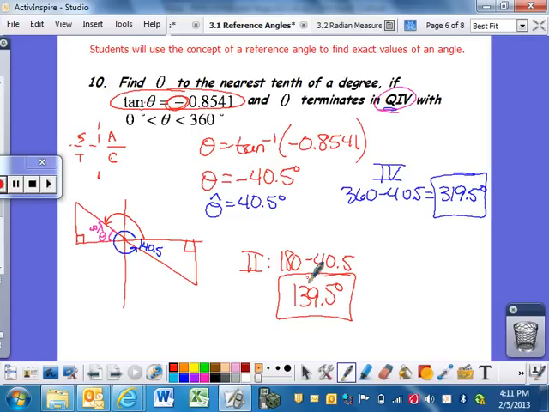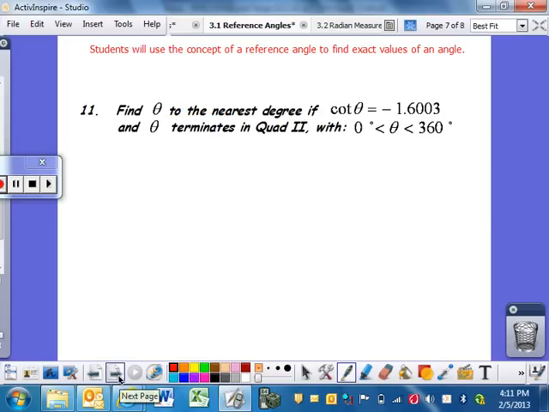And you can always check this by going, okay, take tangent of 139.5. You better get this number. Take tangent of 319.5. Once again, you better get that number. So that's how we can go about doing all of that fun information.